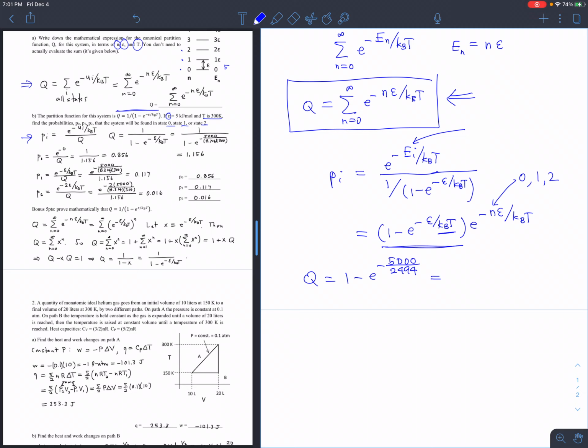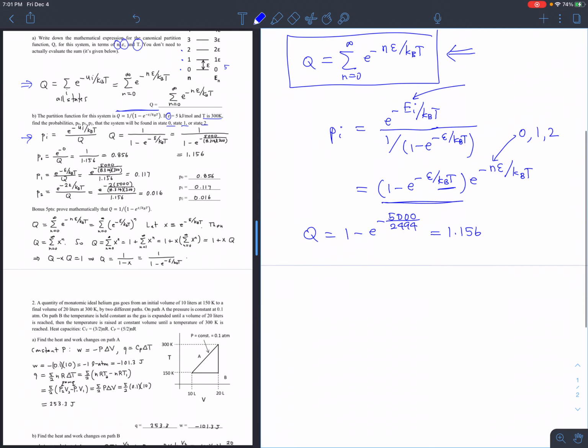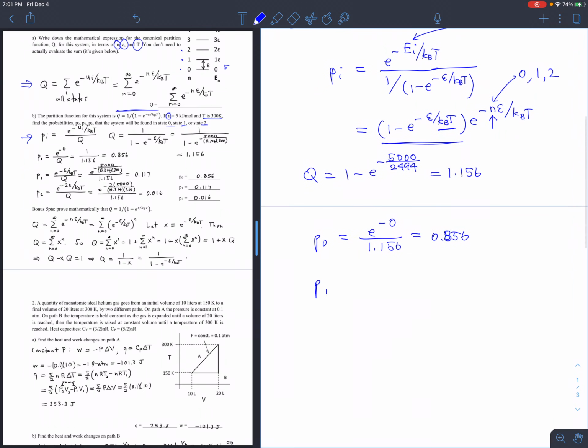And that is equal to 1.156. And then P0 is equal to e to the minus, n is equal to 0 here, so it's e to the minus 0. It's just 1 over 1.156, and that is equal to 0.856. The next one, P1, is e to the minus, now this n is a 1, so it's 5,000, that's epsilon, over 2494 again, over 1.156, and that is equal to 0.117.